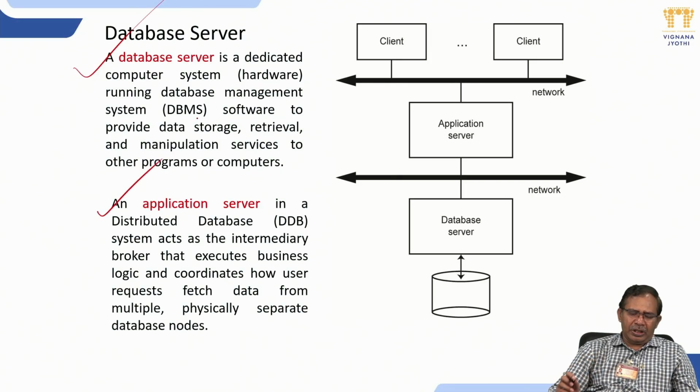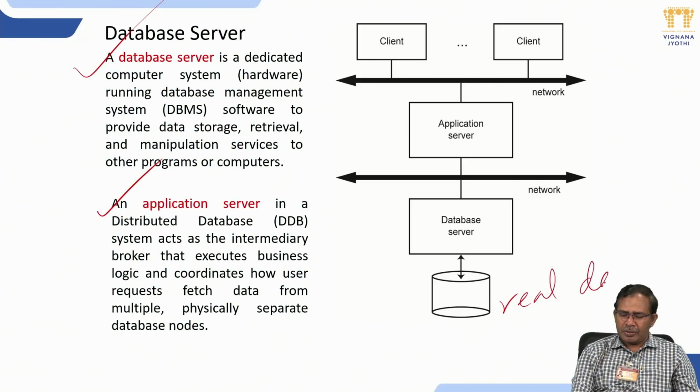Then the application server. In a distributed database, the application server acts as the intermediate broker that executes the business logic and coordinates how user requests interact with the data from multiple physically separate database nodes. So it is the intermediary between the client and the database server. The database server is the component that sits between the application server and the real database.